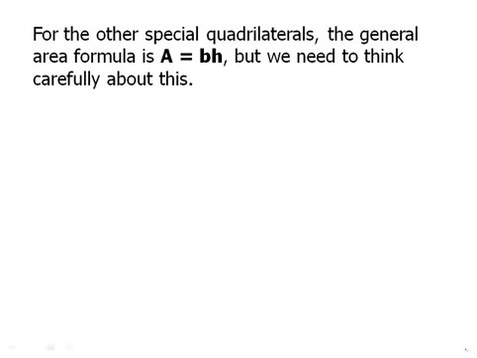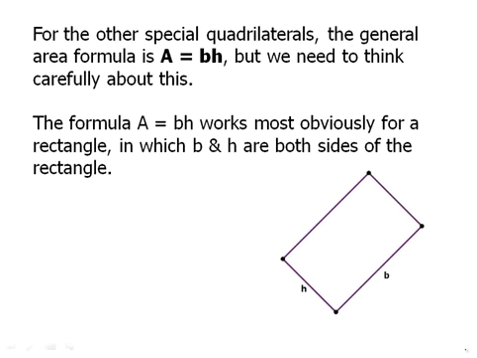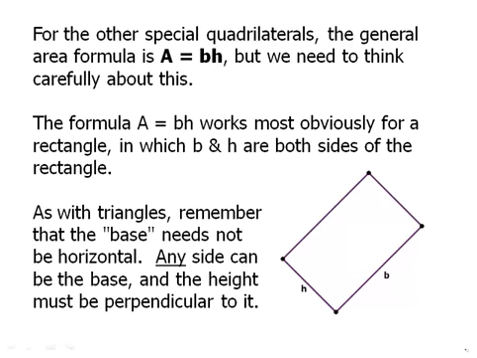For the other special quadrilaterals, the general formula is area equals base times height, but we need to think carefully about this. The formula area equals base times height most obviously works for a rectangle, in which b and h are sides of the rectangle. As with triangles, remember that the base needs not be horizontal. Any side can be the base, and the height must be perpendicular to it. So for a rectangle, the area is just the product of the two different side lengths.